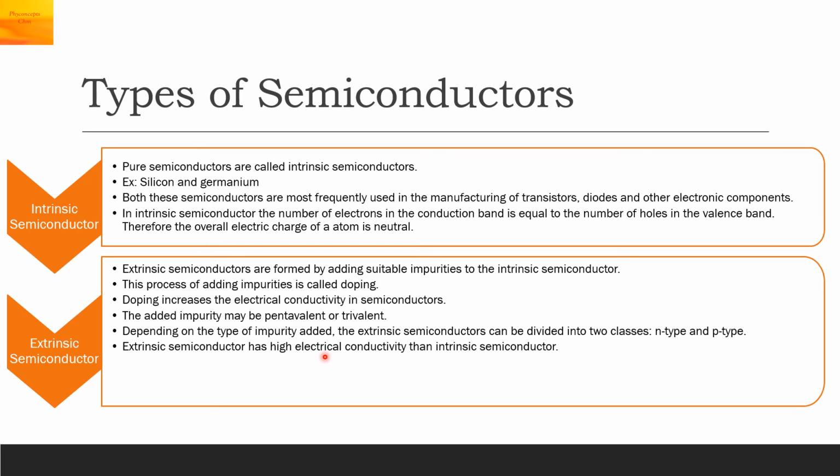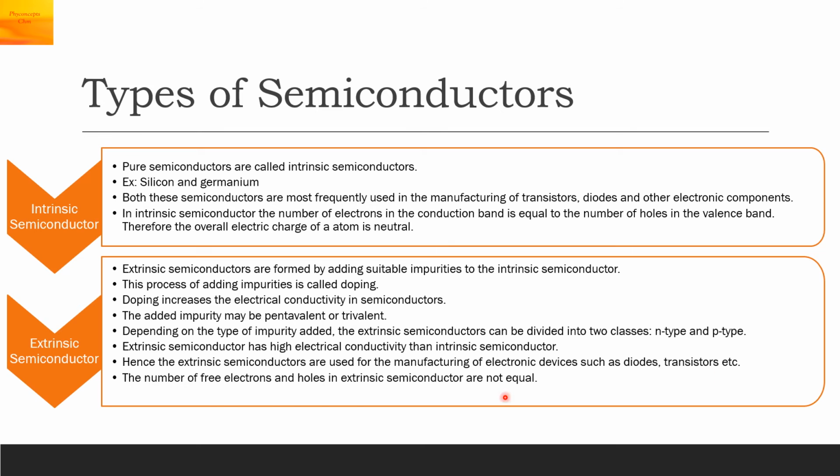Extrinsic semiconductor has high electrical conductivity than the intrinsic semiconductor. Hence, they are used for the manufacturing of electronic devices such as diodes, transistors, etc. The number of free electrons and holes in extrinsic semiconductors, they are not equal.